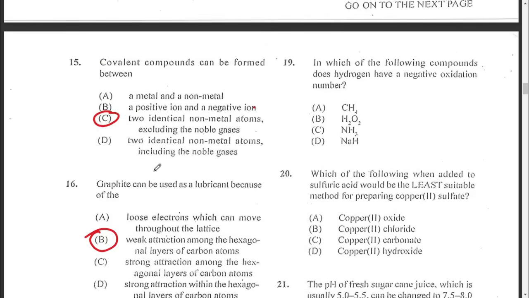Question 19. In which of the following compounds does hydrogen have a negative oxidation number? By now we also should know that when hydrogen combines with a metal, it has a negative oxidation number, so that's D. 20. Which of the following when added to sulfuric acid would be the least suitable method for preparing copper 2 sulfate? Is it copper oxide, copper chloride, copper carbonate, or copper hydroxide?